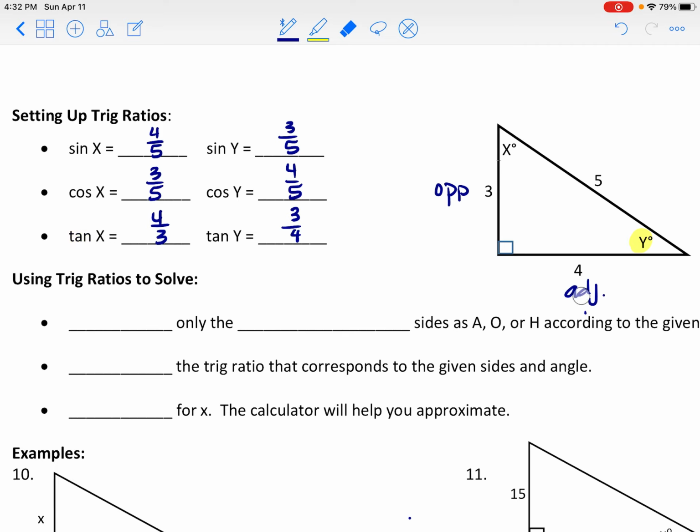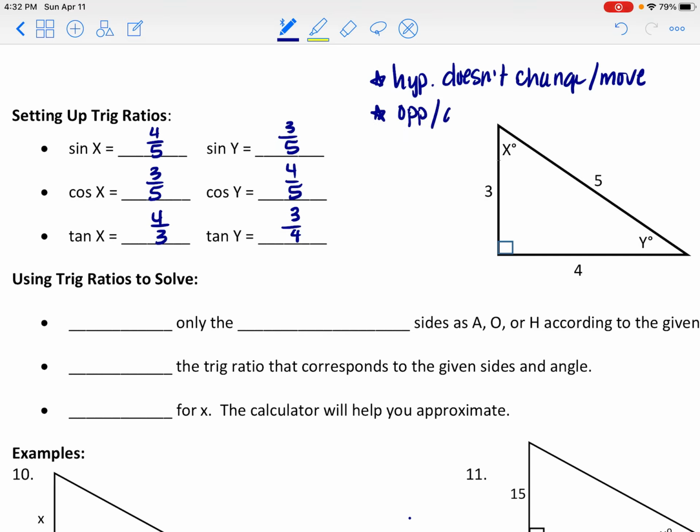So you have to remember that the hypotenuse doesn't move, doesn't change. But opposite and adjacent can vary depending on the angle you're looking at, but they have to be legs. So opposite and adjacent refer to legs.